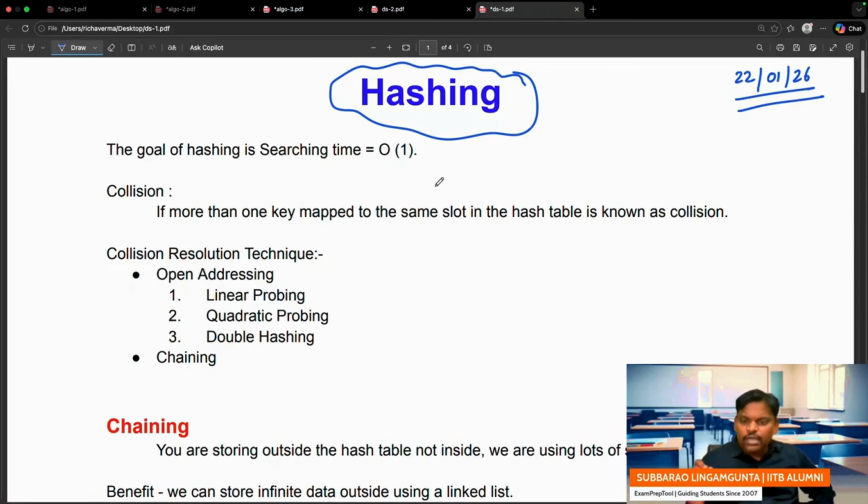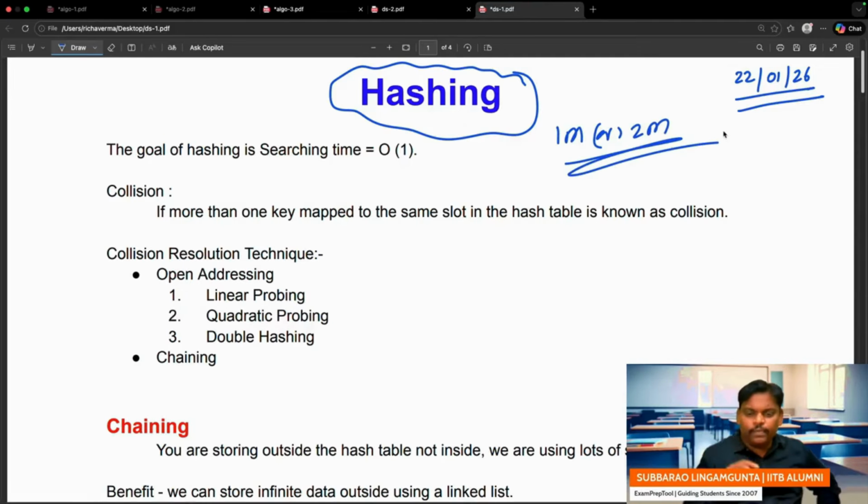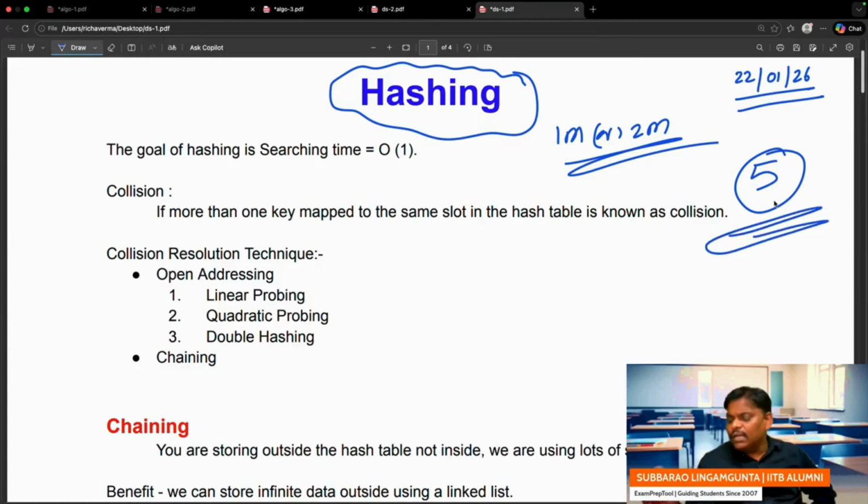Fine. So from hashing, you are going to expect one question or two questions. You can write 1 mark or 2 mark expected. So please go through it one time. Whatever I am saying, just listen one time. If anyone has not done it, five or 6 problems you can practice. You may get 1 mark or 2 marks. If you do more, you will get an advantage.